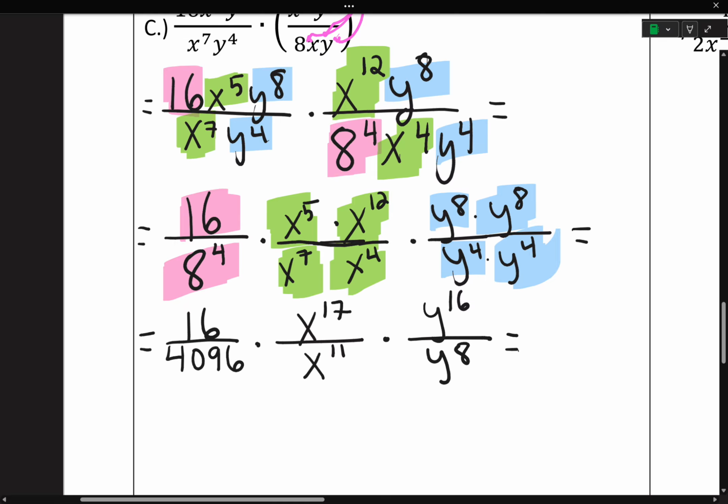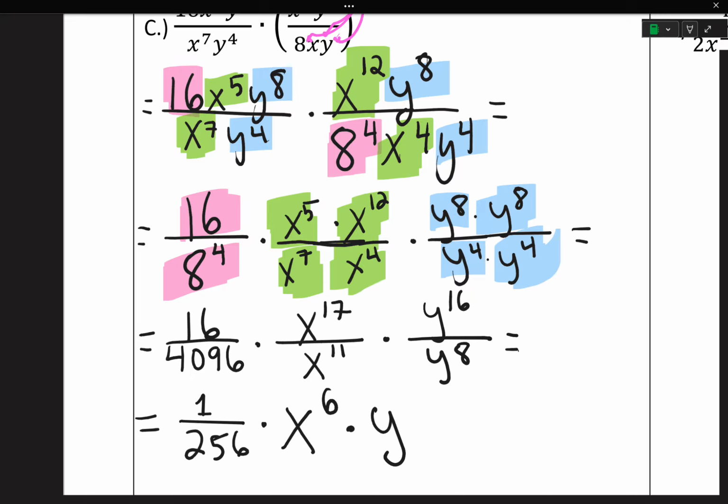Okay, now let's do some division. Let's see if we can simplify 16 over 4,096. We absolutely can. That becomes 1 over 256. When we divide two bases with different exponents, but the bases are the same, we can subtract the exponents. 17 minus 11 is 6. For the y's, 16 minus 8 is 8.